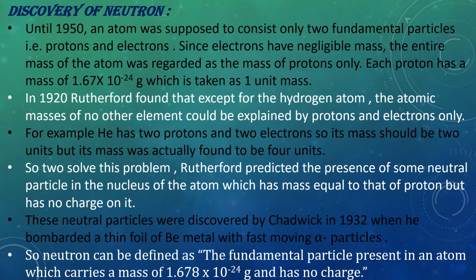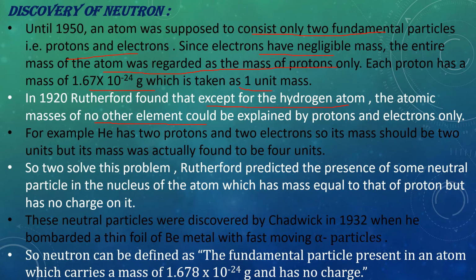Now the next is the discovery of the neutron. Until 1920, an atom was supposed to consist of only two fundamental particles, protons and electrons. Since electrons have negligible mass, the entire mass of the atom was regarded as the mass of protons only. Each proton has a mass of 1.67 into 10 raised to power minus 24 gram, which is taken as 1 unit mass. Now in 1920, Rutherford found that except for the hydrogen atom, the atomic masses of no other element could be explained by protons and electrons only.